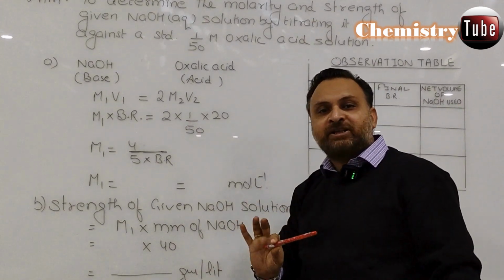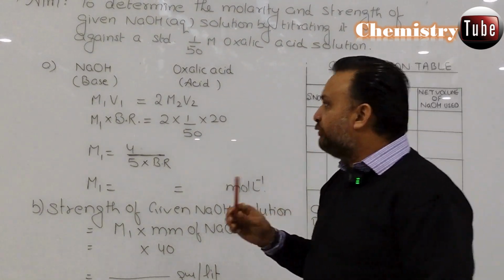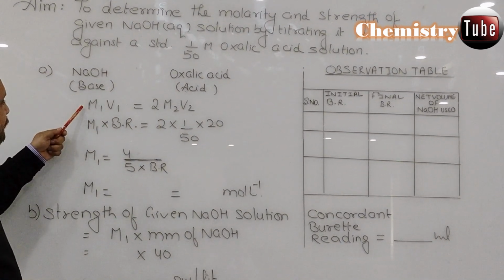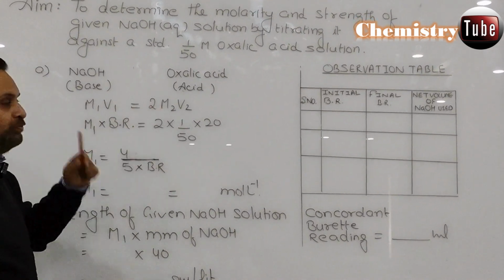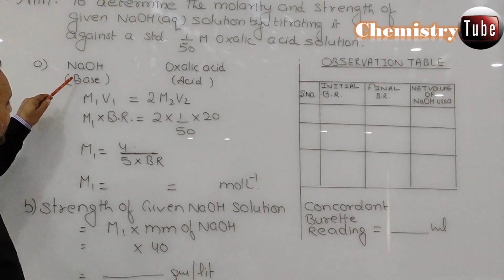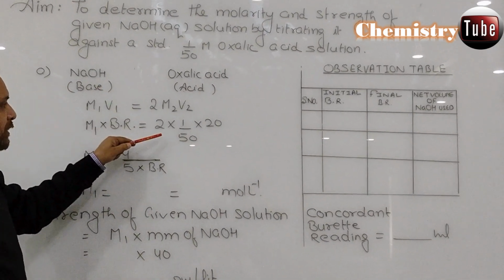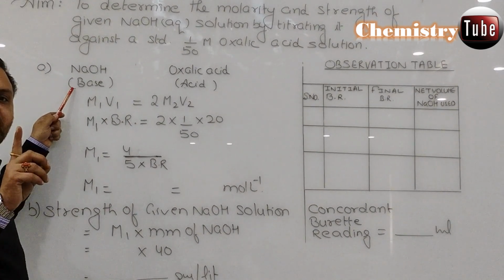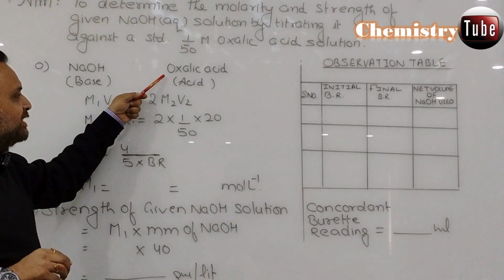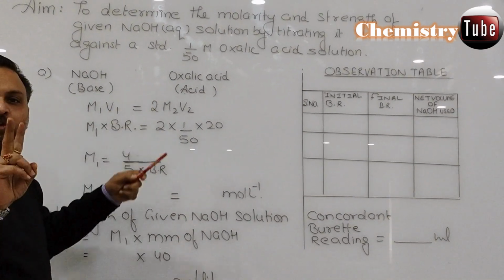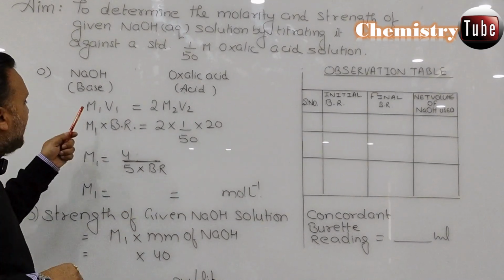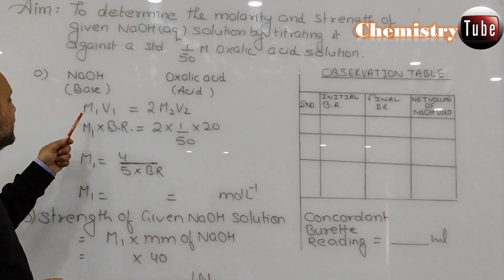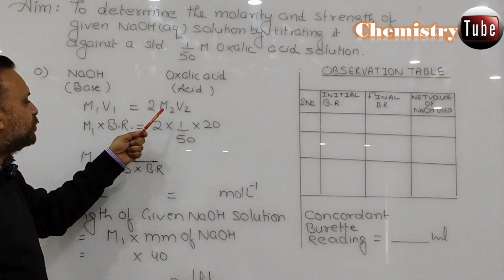To perform this titration, we have a set of formulas. First of all, the formula that we use for titration is M1V1 = M2V2. Now this portion belongs to NaOH and this portion belongs to oxalic acid. NaOH is a base which gives 1 hydroxyl ion per molecule, and oxalic acid is an acid which provides 2 H ions per molecule. So we apply a factor of 1 here and a factor of 2 here. So the formula becomes M1V1 = 2M2V2.